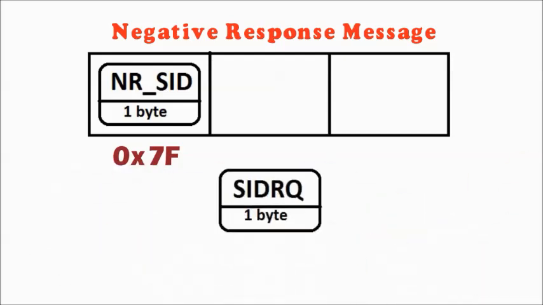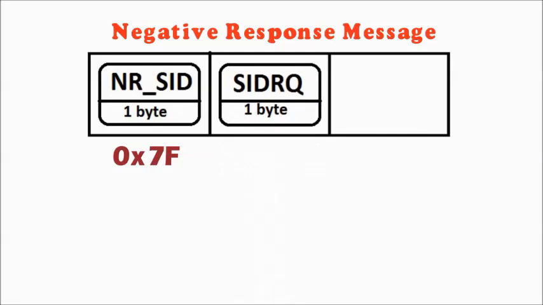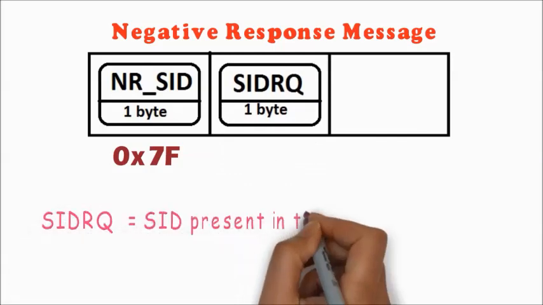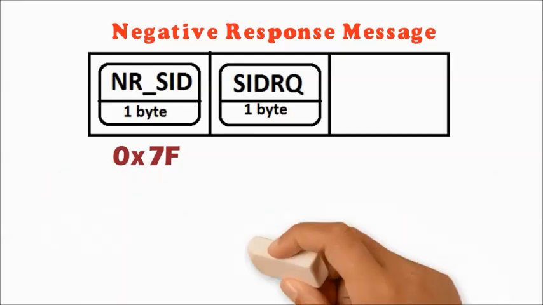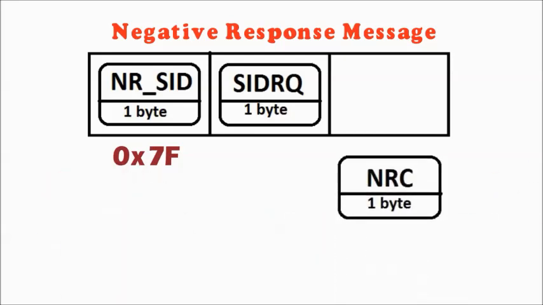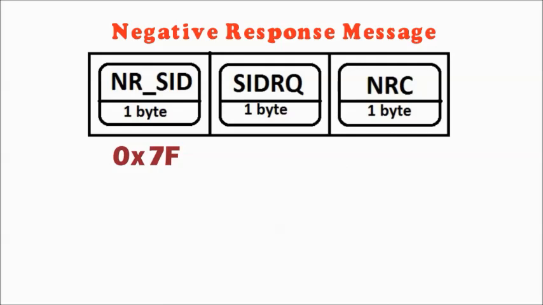The second byte is the service ID of the service which cannot be performed, same as the SID present in the service message. And the final byte is the negative response code.